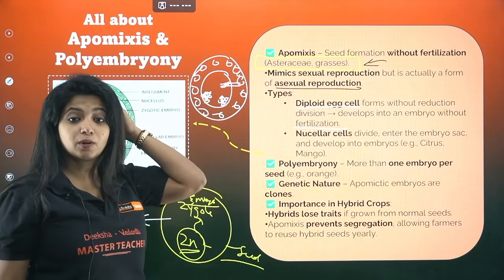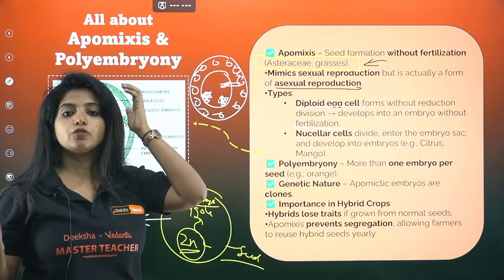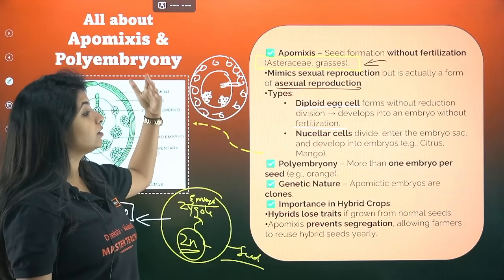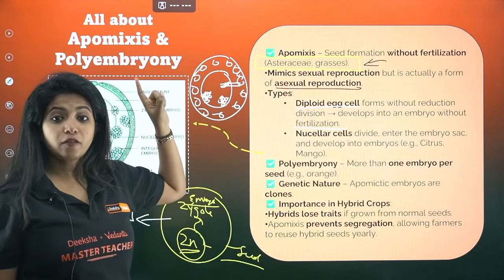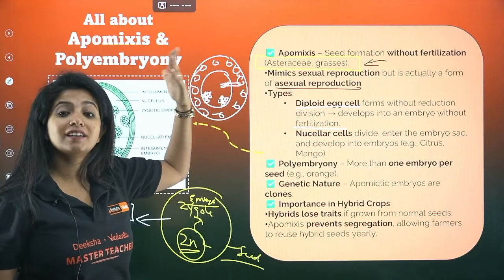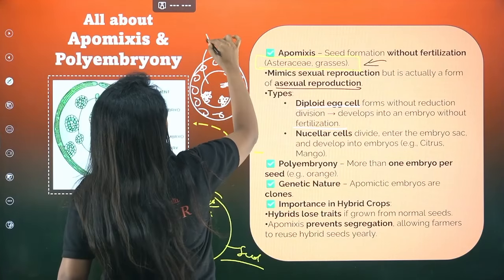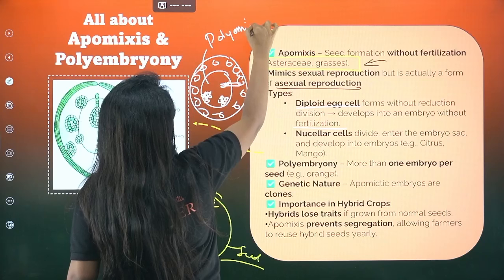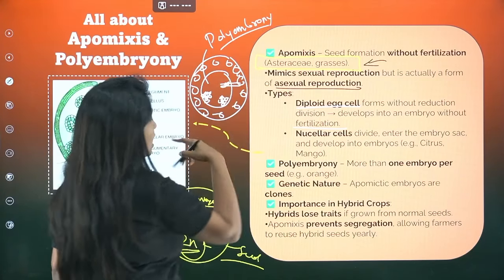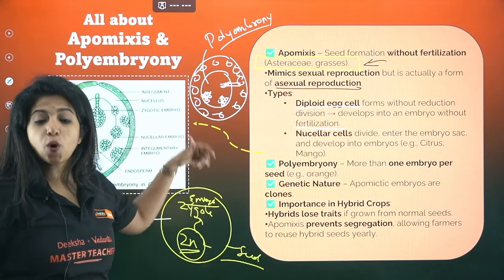Now, when they get inside the embryo sac, these diploid cells can give rise to a zygote. And not just a zygote, they further form embryos. They do not form just one embryo, they can form multiple embryos. And this is known as polyembryony. Remember, apomixis can be happening because of this or this.